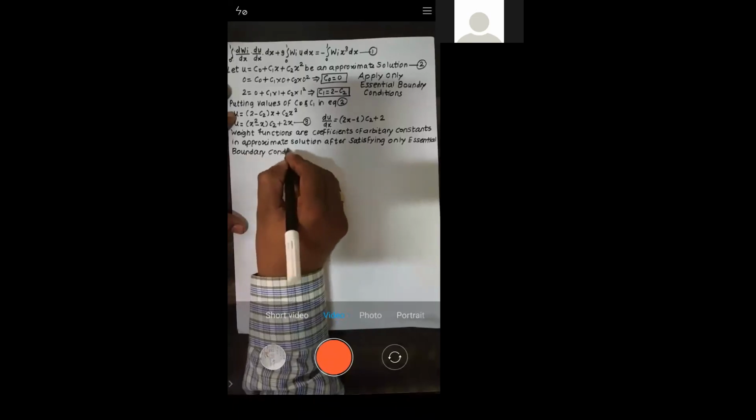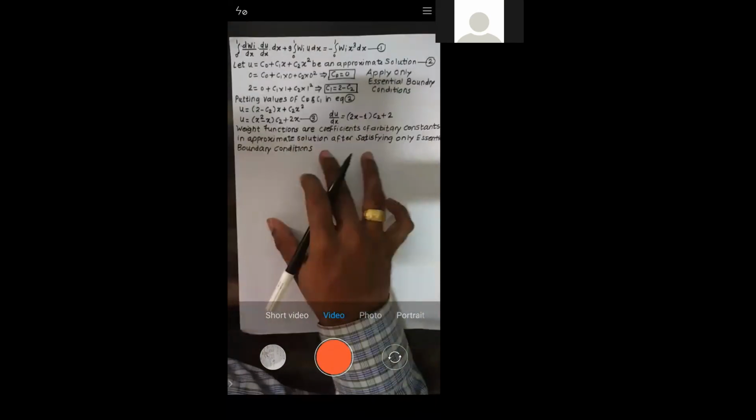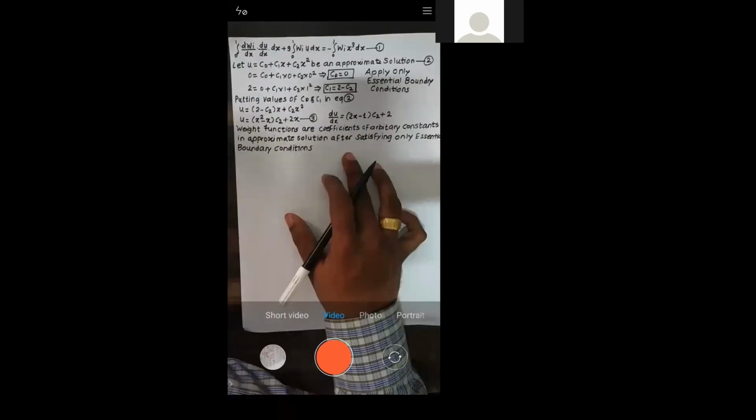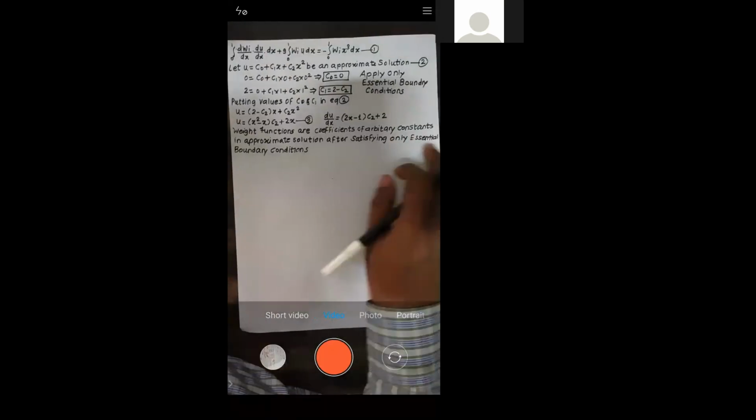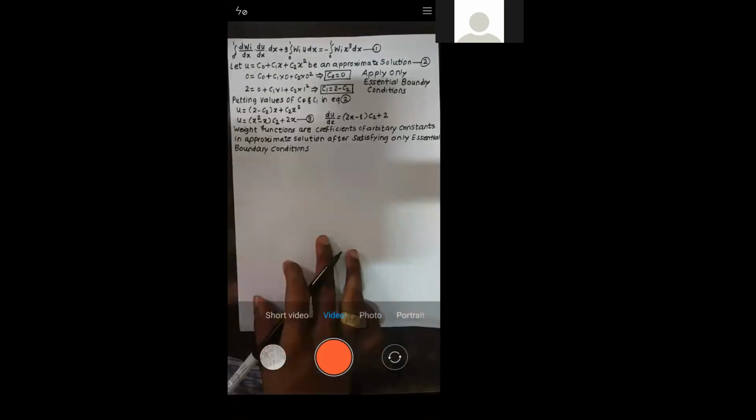Getting or not? Let me know. See, this statement I have already written in the previous methods. But there it was written as after satisfying all given boundary conditions. Yes or no?